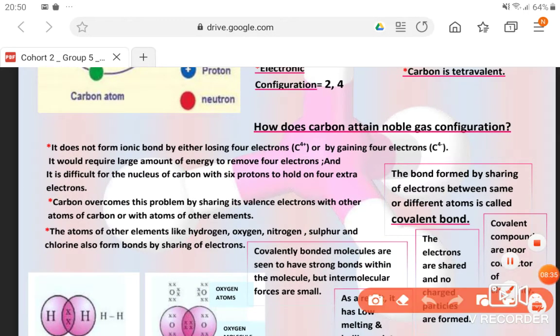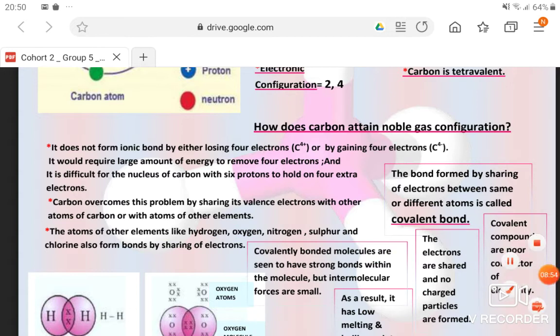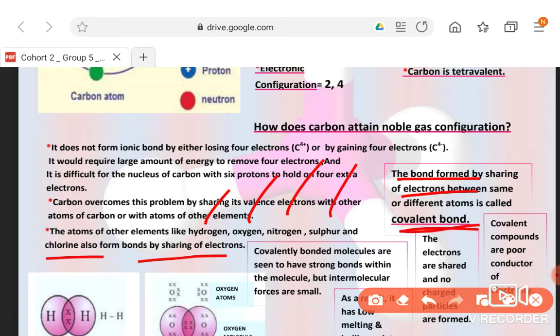Many elements undergo this: hydrogen, oxygen can share with themselves. One atom of hydrogen shares an electron with another atom of hydrogen, or hydrogen shares an electron with oxygen, or carbon shares with hydrogen, or carbon shares with carbon itself. The main elements, hydrogen, oxygen, nitrogen, mainly non-metals, sulfur, chlorine, share electrons and form bonds. The bond formed by sharing of electrons is known as a covalent bond, and such compounds are known as covalent compounds.